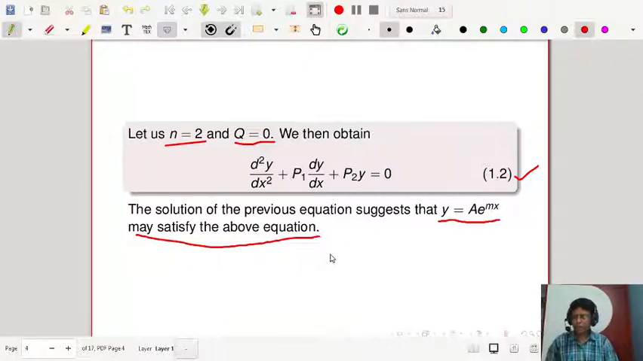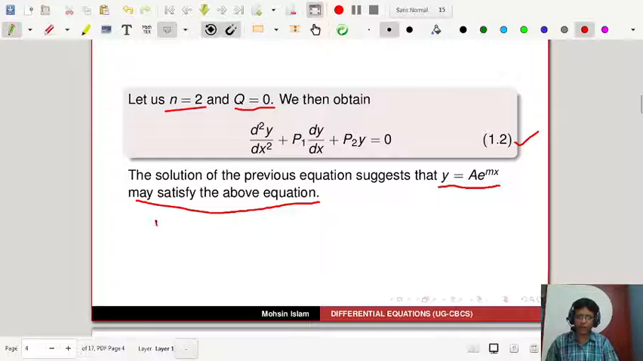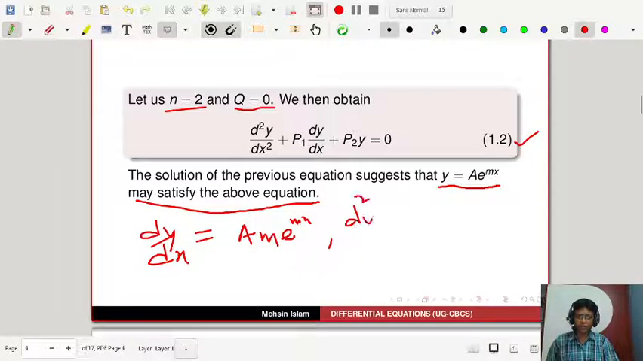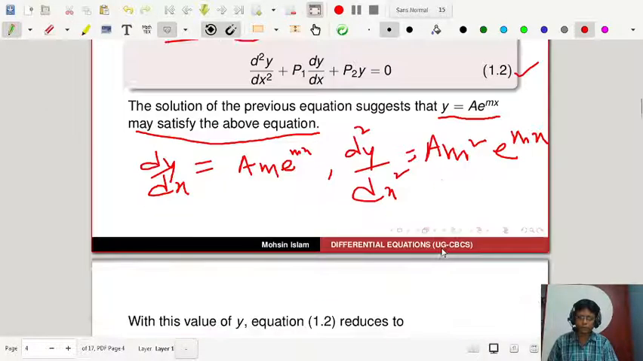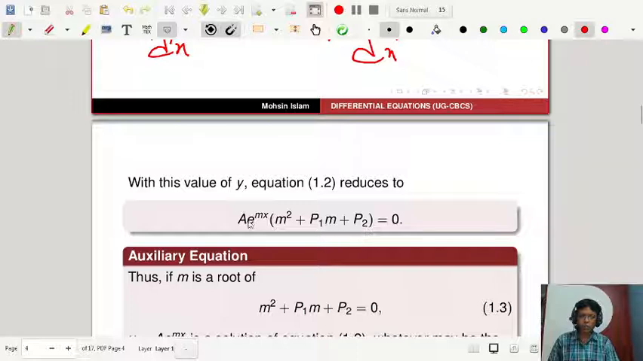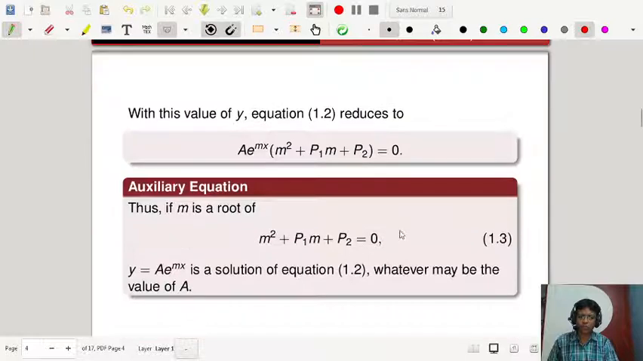Right? So if you differentiate, dy/dx = a m e^(mx), and if you differentiate twice, d^2y/dx^2 = a m^2 e^(mx). Now if you substitute in 1.2, your equation will look like a e^(mx)(m^2 + p1 m + p2) = 0.